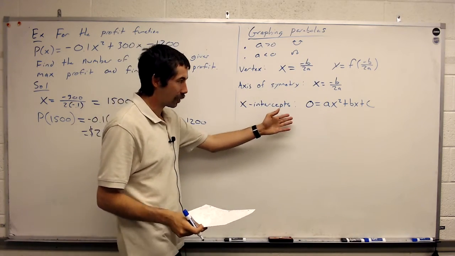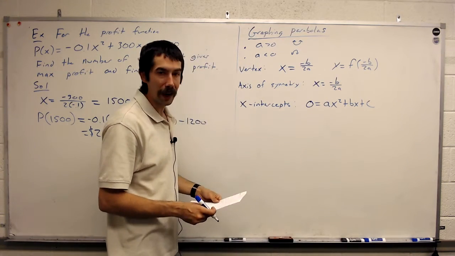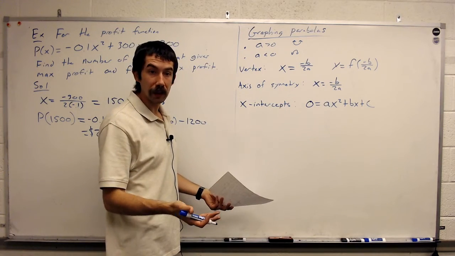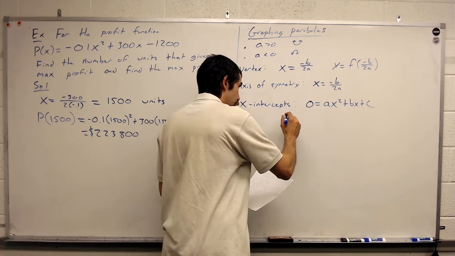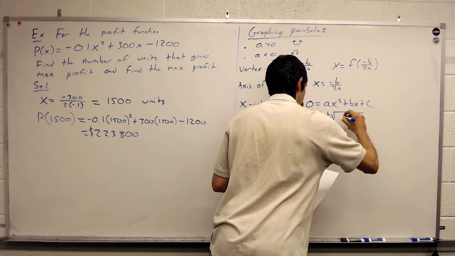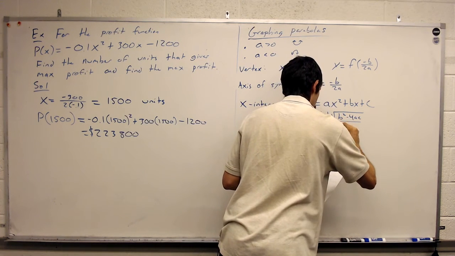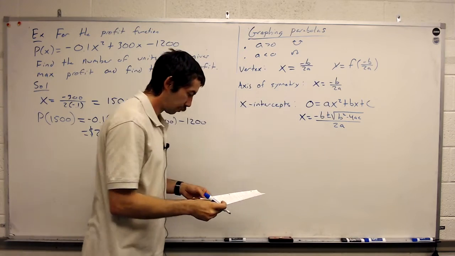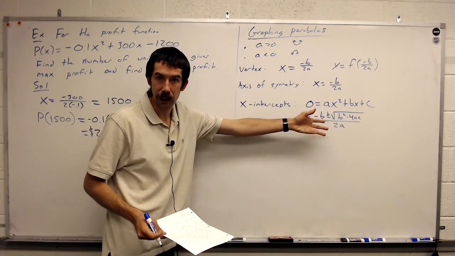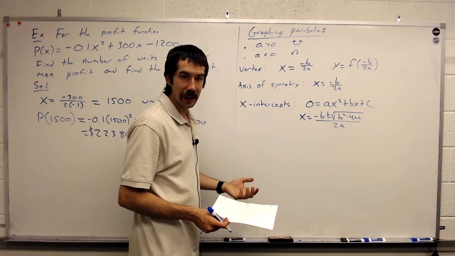How do we solve this? This is a quadratic equation. So we could factor, or we could use the quadratic formula. Okay, so these 2 values, potentially 0, 1, or 2 values, give us the x-intercepts.